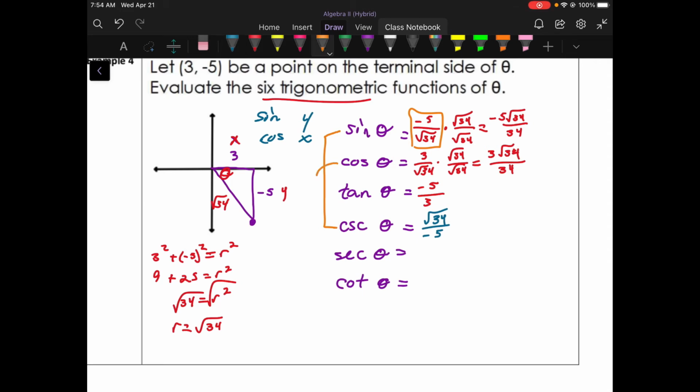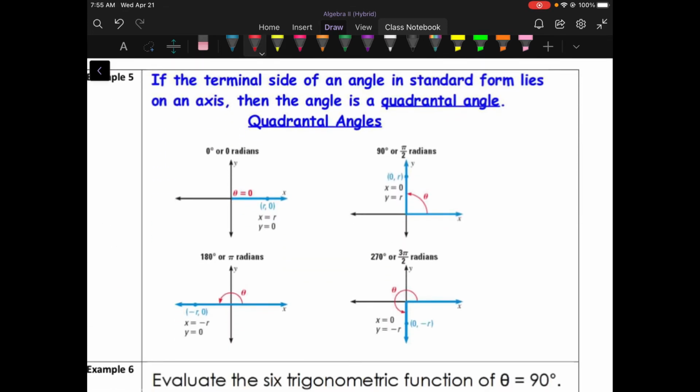Secant and cosine are together, and again, you might want to take that original. So the square root of 34 over 3, and then cotangent and tangent is just going to be 3 over negative 5. So that's basically it for any angle, but let's talk about some special angles now.